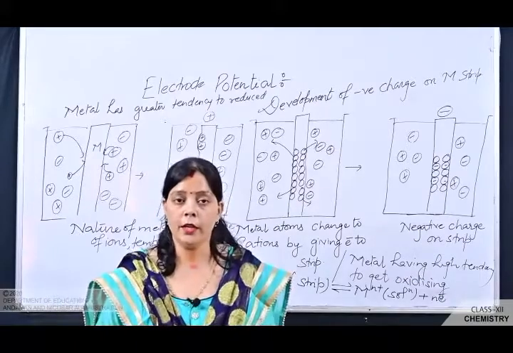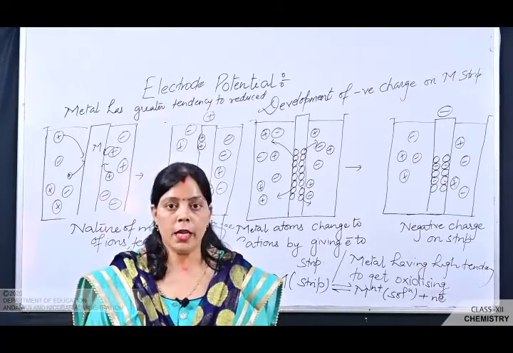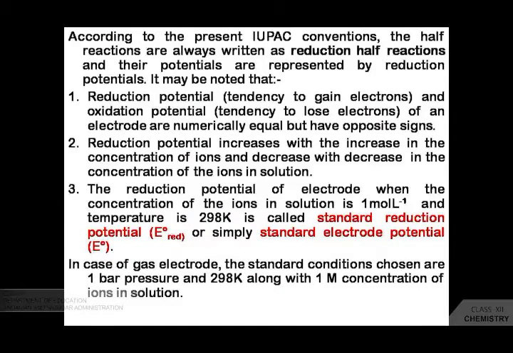Okay, after that, children, the next important term is how the half reactions are represented according to the IUPAC convention. According to the present IUPAC convention, the half reactions are always written as the reduction half cell. Here it is very important to note that in the case of an electrochemical cell, the half reactions are always written as the reduction half cell, and their potentials are represented by the reduction potential, not the oxidation potential.